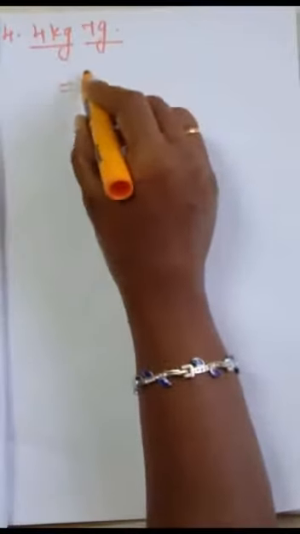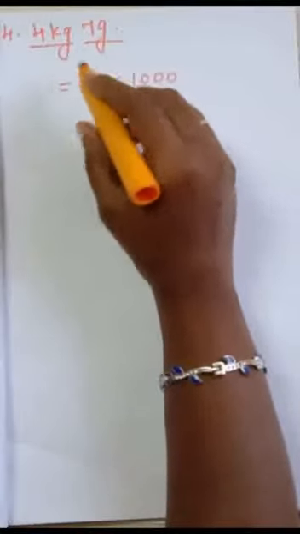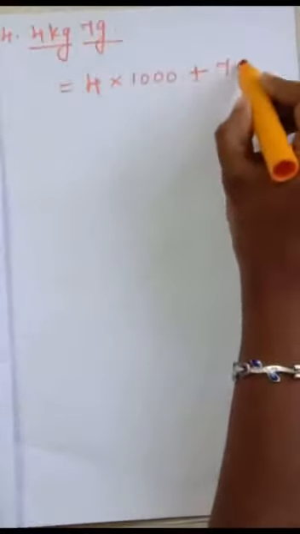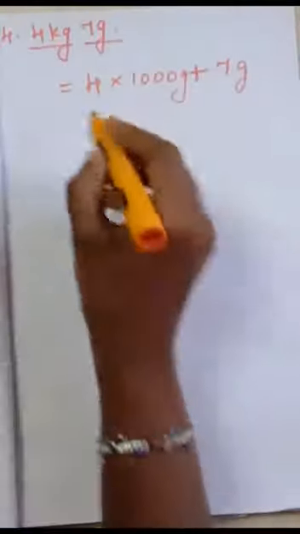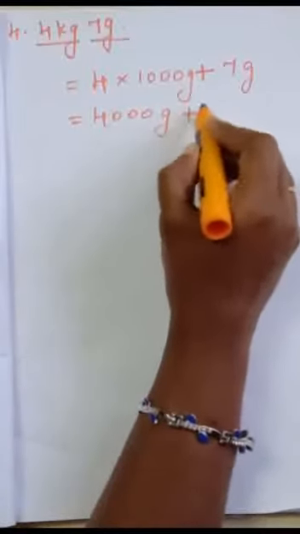So for this, what is the first step you have to follow? You have to first split and write. The kg also you have to convert into gram. When you convert this into gram, you multiply with 1000, isn't it? 4 kg is given. This kg value you have to convert into gram, and this gram value as such you can write. Clear? Yes. Next step, you have to multiply. When you multiply, what will you get? 4 ones are 4, and 4,000. 4 into 1000 is 4,000, isn't it? 4,000 gram plus 7 gram.